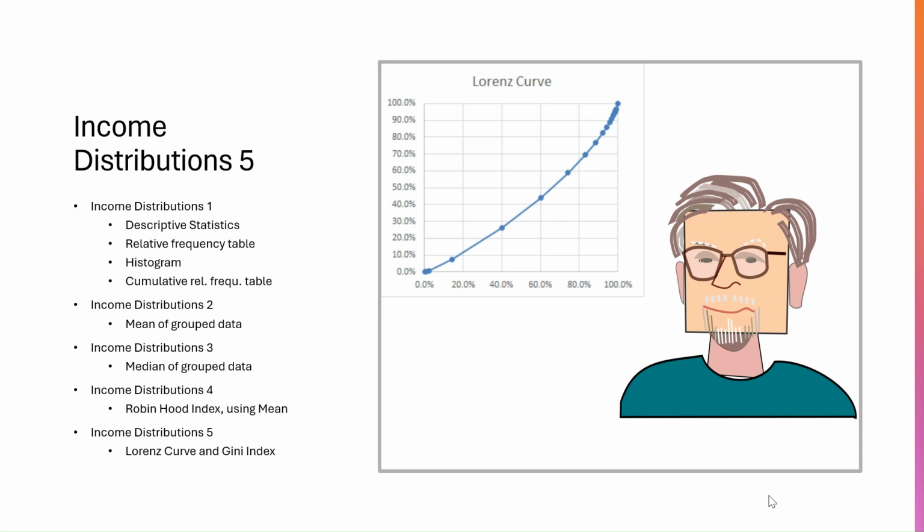In this series, I used Swiss income data given in terms of a relative frequency table to show how to calculate certain values from this data. In the first part, I calculated the histogram, cumulative relative frequency table, and ogive. And in the second and third part, I calculated mean and median of grouped data. In the fourth part, I calculated Robin Hood index, an index used as an inequality measure. And in this final part, we will calculate Lorenz curve and Gini index.